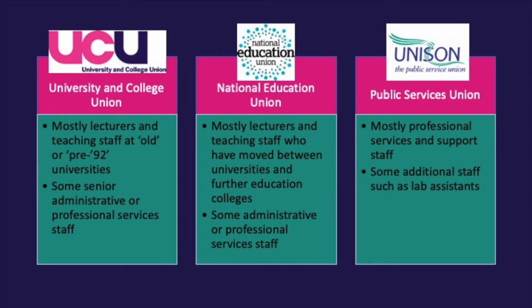And finally, Unison, the Public Services Union. This is primarily made up of mostly professional services and support staff, but also some additional staff such as lab assistants and some senior administrative staff. Often, people who are moving between public sector work, such as work for councils and other local authorities, and university administration, are members of this union.